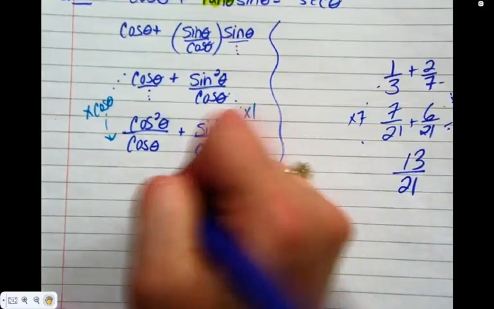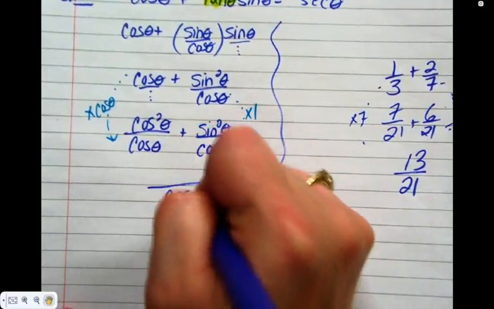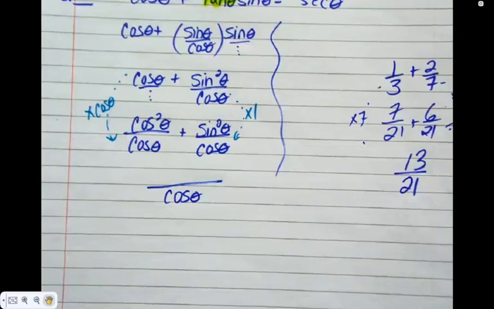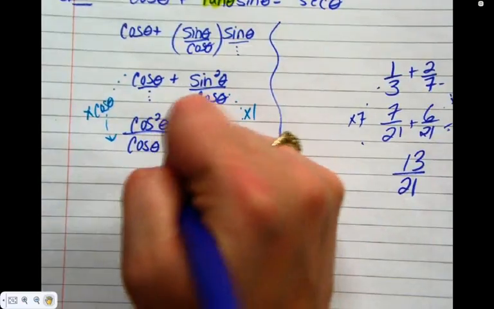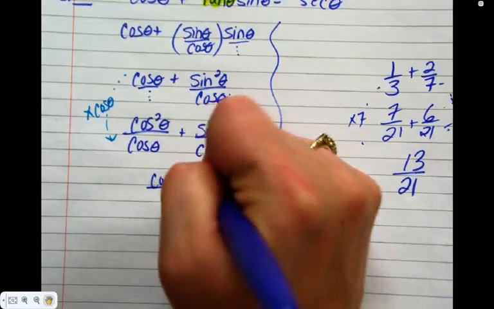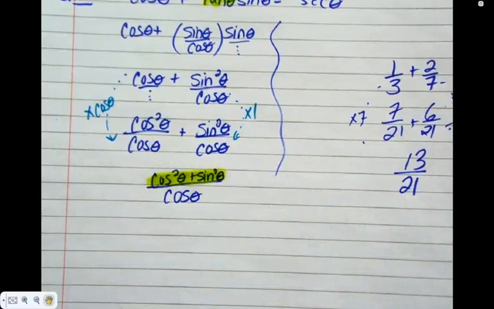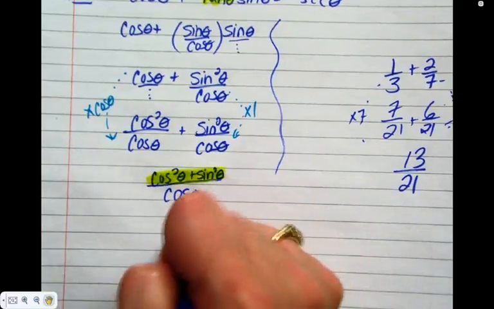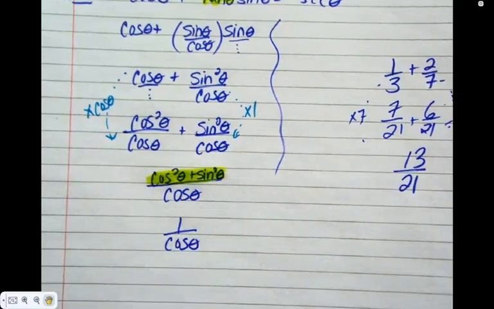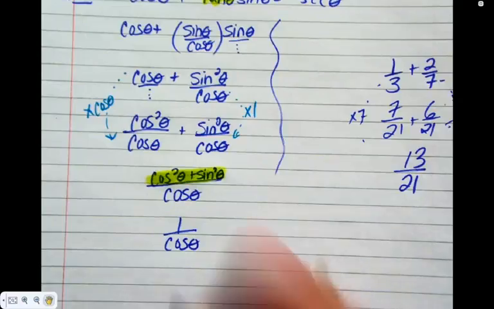Now I keep the bottom and I just smush the top together. Smush, it's a very technical math term. It means plunk it together. So cos squared plus sine squared is cos squared plus sine squared. Oh, what now? What do you know about cos squared plus sine squared? So I can take it out, I can put in 1 over cos. It's what? 1 over cos is?